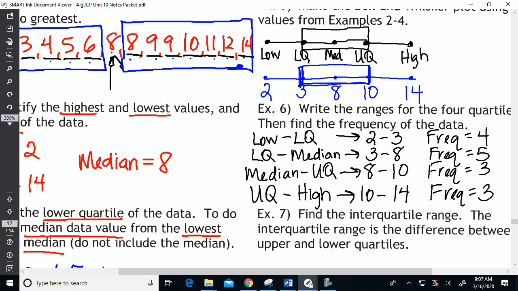So ask yourself, how do I know that I did this correctly? Add up your frequencies. Your frequencies were 4, 5, 3, and 3. That's 15 numbers. So if you look at your numbers, you should have 15 values. If you have less than that or more than that, then you need to go back and check your work. You did something wrong.